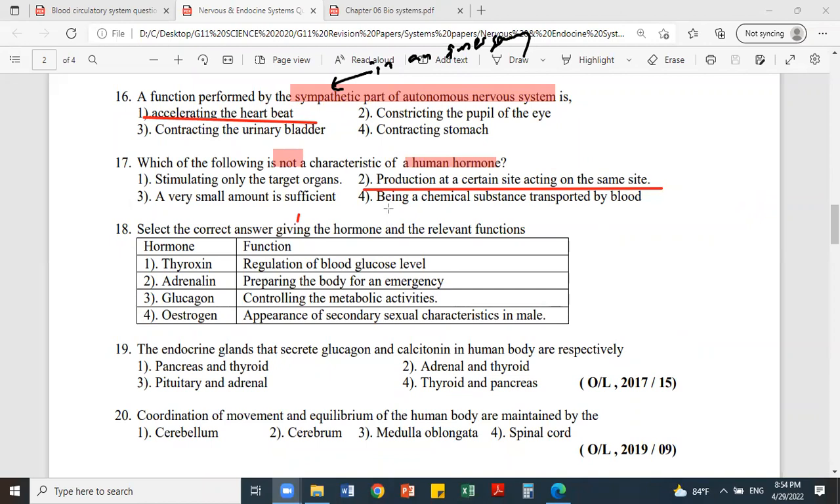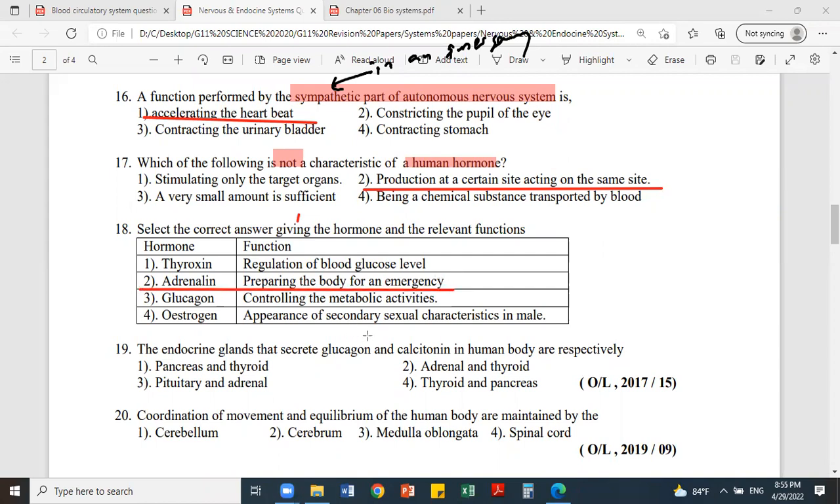Yes. Actually, the correct one is: adrenaline prepares the body for an emergency. Very good, the answer is second. Excellent to those who did this before me. I told a similar one before also.